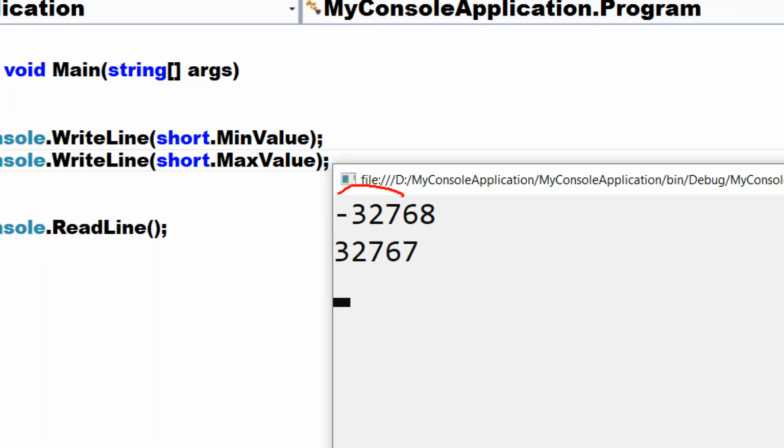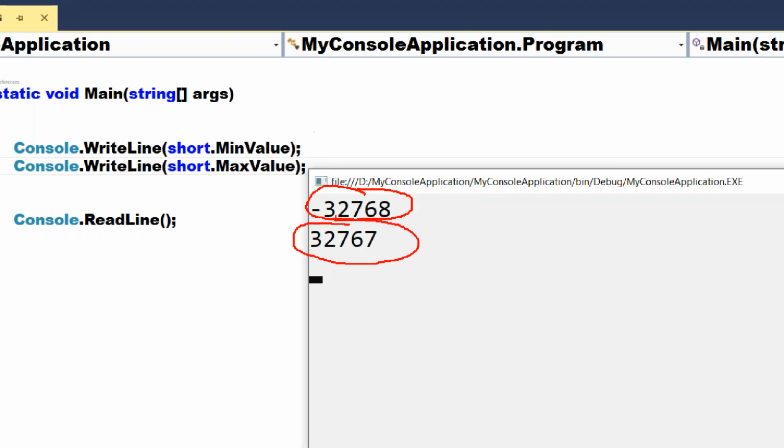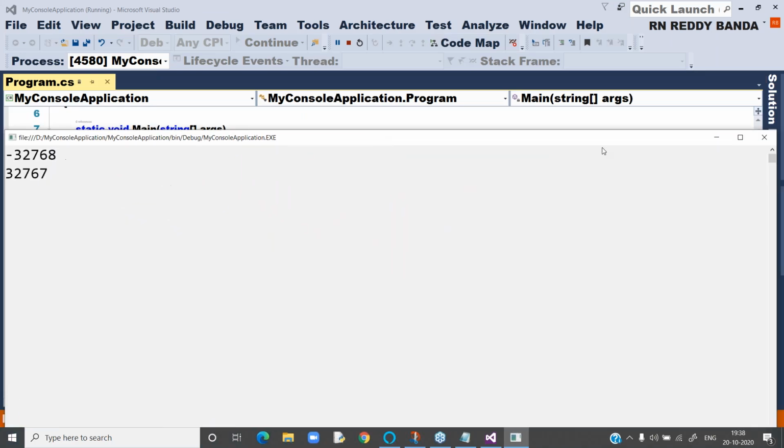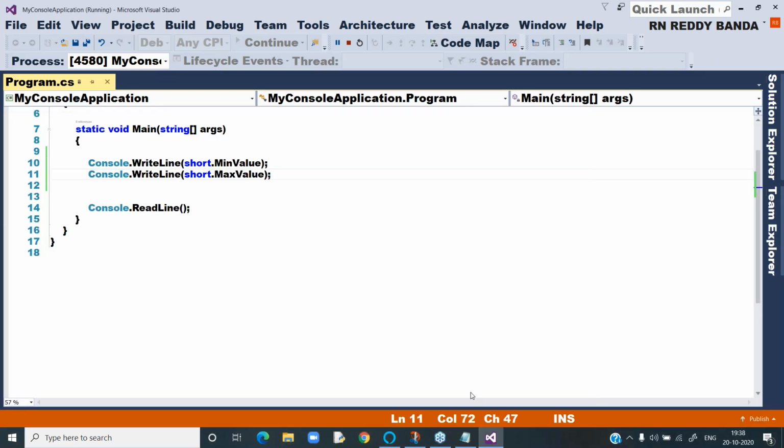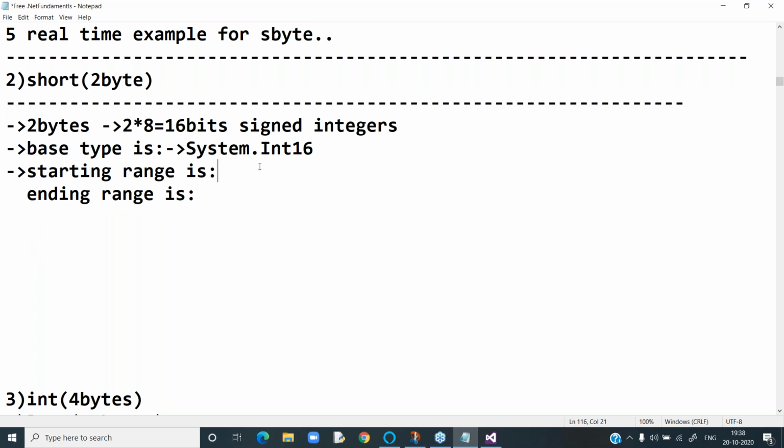Minus 32,768 is the min value. 32,767 is the max value. Short.MinValue is minus 32,768 and the ending range is 32,767. That is the starting range and the ending range, right? Over. This is the story.